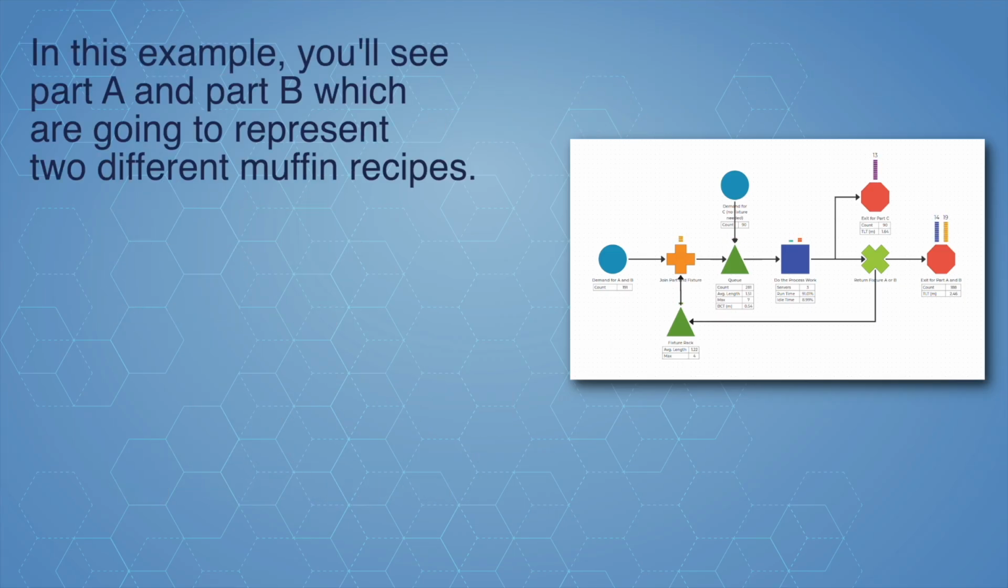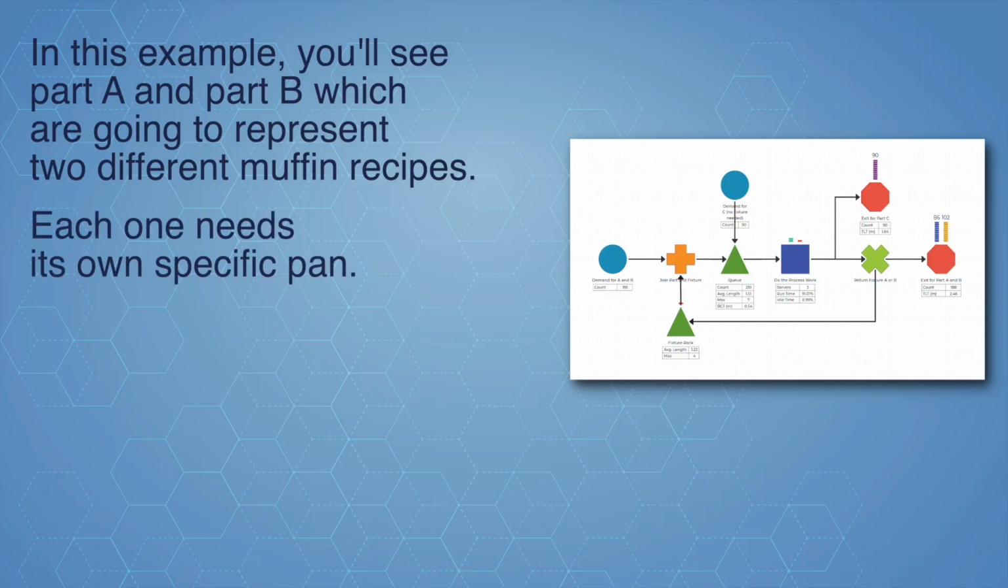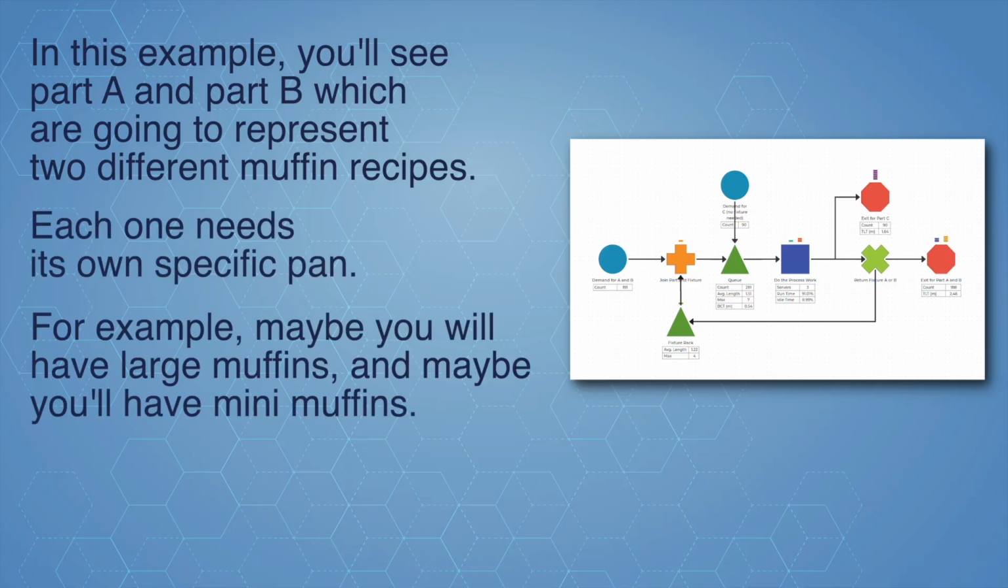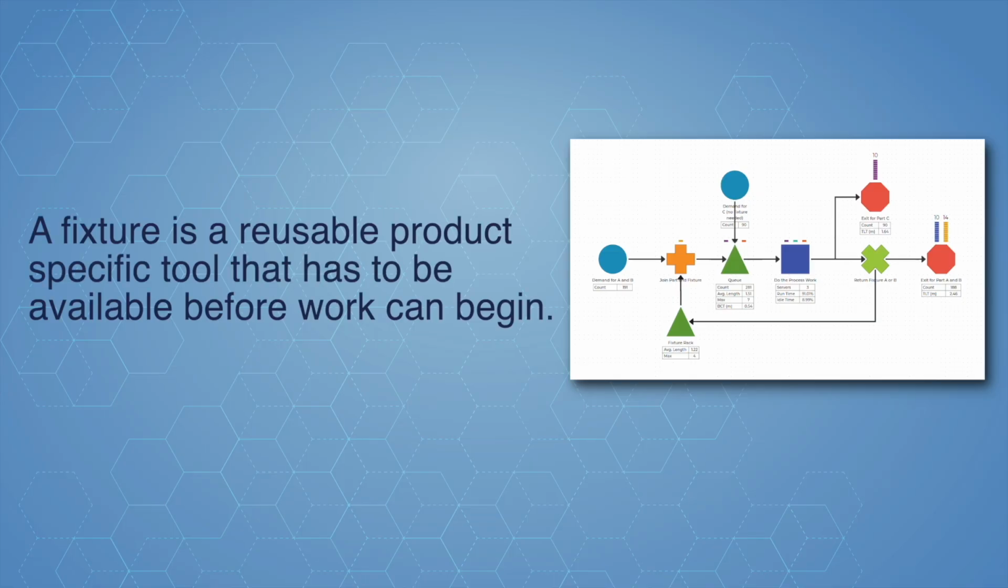In this example, you'll see Part A and Part B, which are going to represent two different muffin recipes. Each one needs its own specific pan. For example, maybe you'll have large muffins and maybe you'll have mini muffins. Those pans are our fixtures. A fixture is a reusable, product-specific tool that has to be available before work can begin.